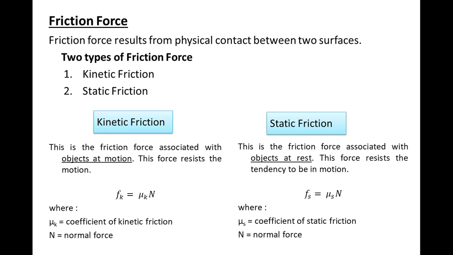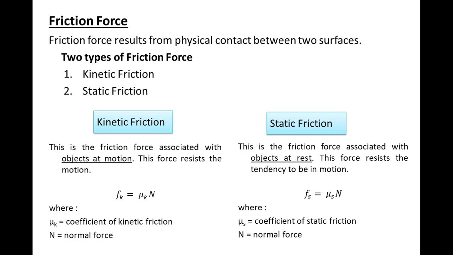The friction force, on the other hand, is a result of the physical contact between two surfaces. There are two types of friction force, the kinetic friction and the static friction. The kinetic friction, usually denoted by F sub k, is the friction associated with the object's motion. This type of friction resists the motion of the object. That means if the moving object is directed to the right, the kinetic friction is directed to the left.